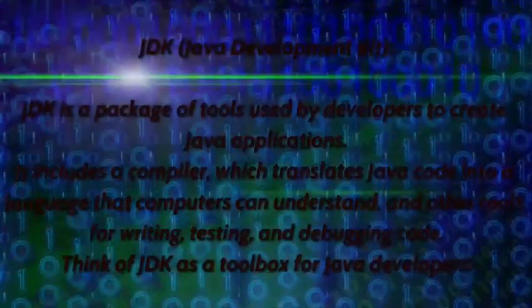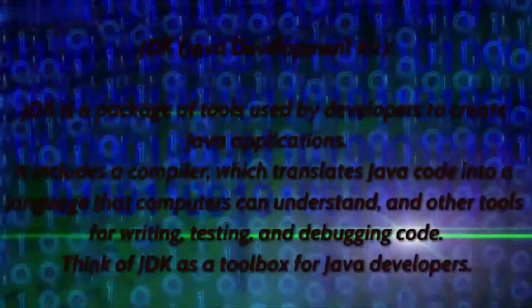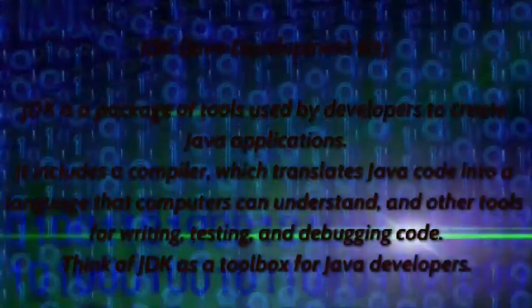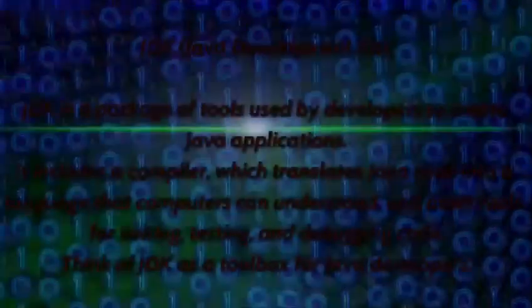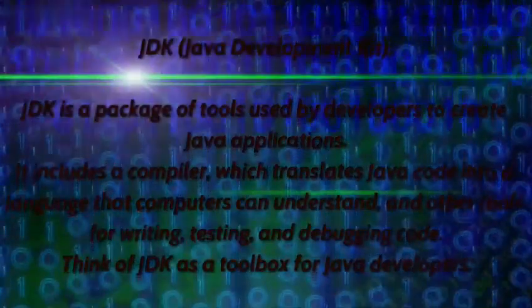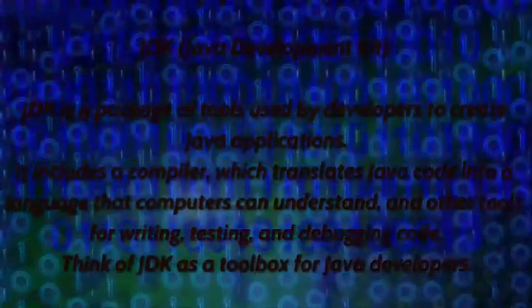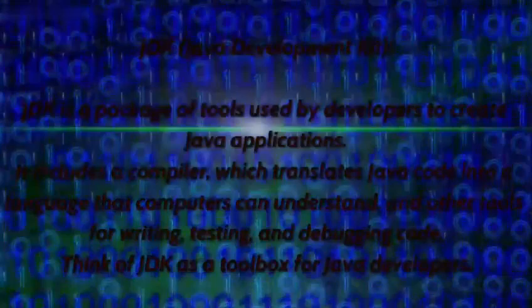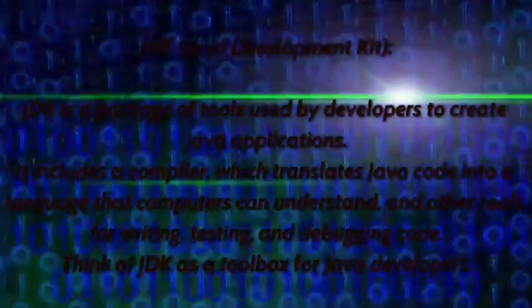JDK, Java Development Kit. JDK is a package of tools used by developers to create Java applications. It includes a compiler, which translates Java code into a language that computers can understand, and other tools for writing, testing, and debugging code. Think of JDK as a toolbox for Java developers.